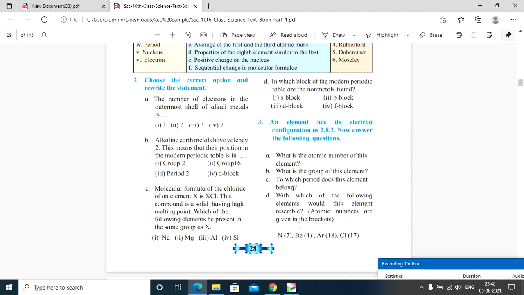What is the atomic number of this element? It's so easy, you add these numbers, it is 12. What is the group of this element? The last shell contains 2 electrons, so it belongs to group 2.